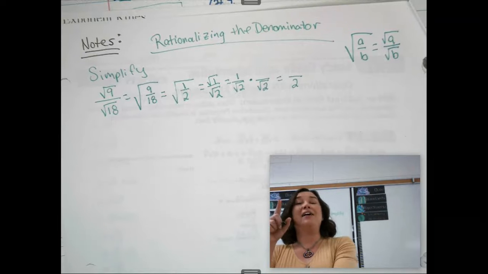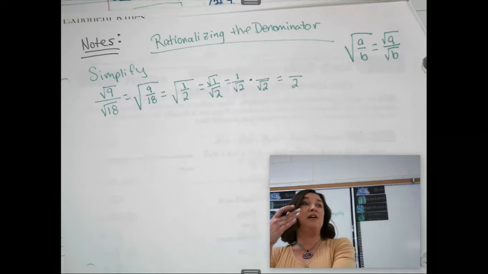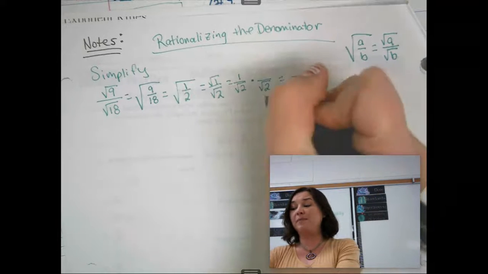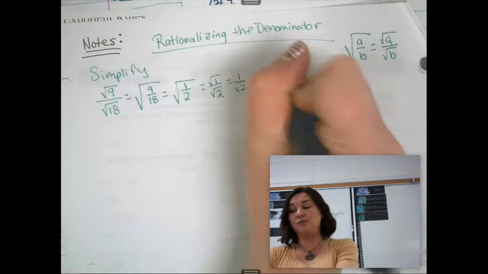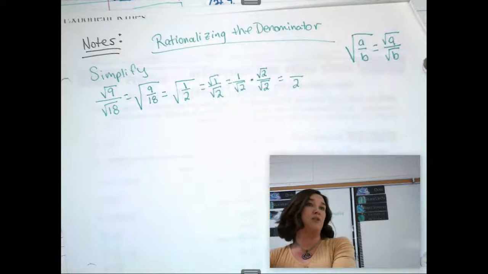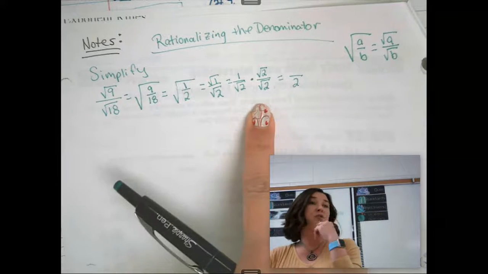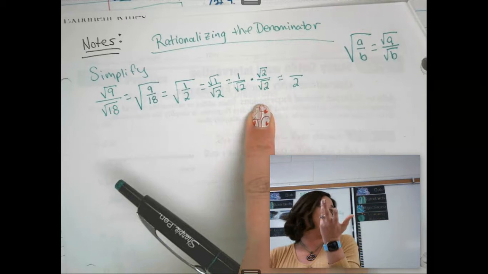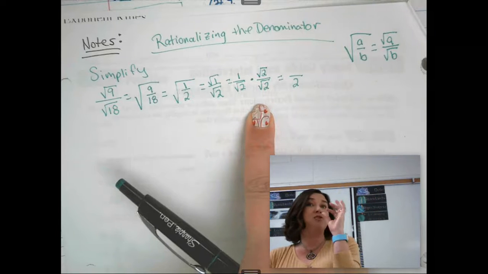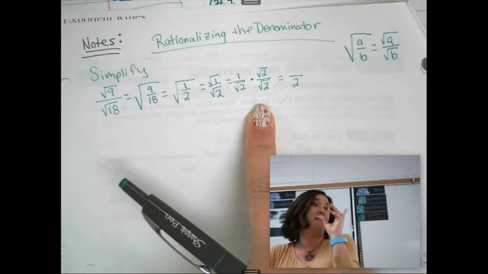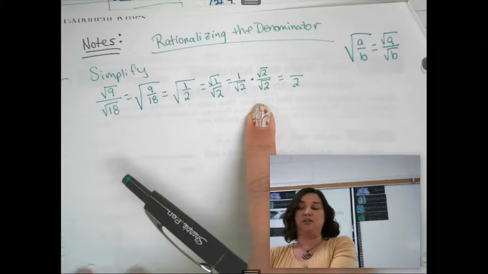But there's a rule in math that says if you want things to still be equivalent, whatever you do to the bottom of a fraction, you have to do to the top. So if I multiply that bottom by the square root of 2, I also have to multiply the top by the square root of 2. And let me tell you why. Anything over itself is just 1. If we multiply something by 1, isn't it still the same number? So by multiplying by the square root of 2 on top and bottom, we've just multiplied by 1. So it's still the same.